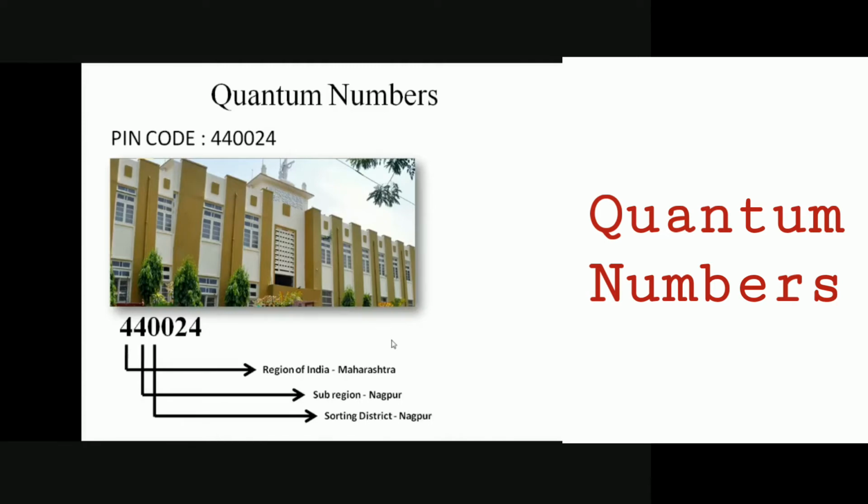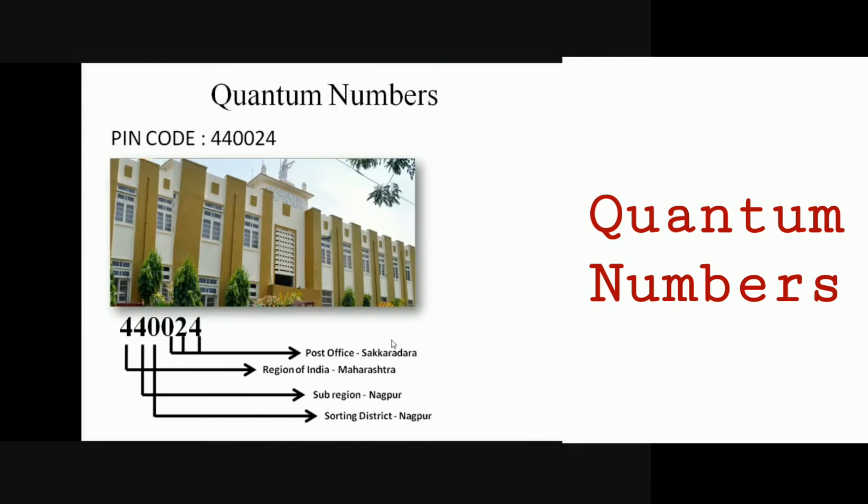Then the third number represents the district. In Nagpur we have different villages, so this is in the urban area, the sorting district is Nagpur. And the last three numbers represent the post office, that is Sakardhara. So if we have the pin code of any place, we can determine its various locations by dividing this number with respect to various aspects.